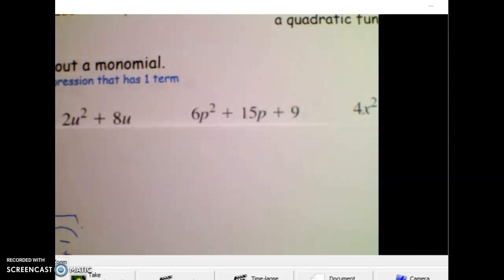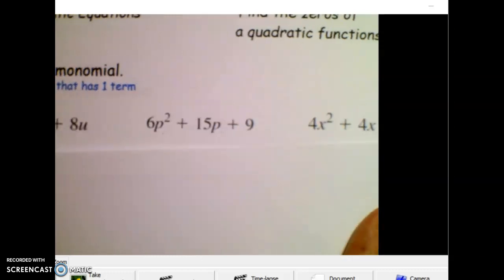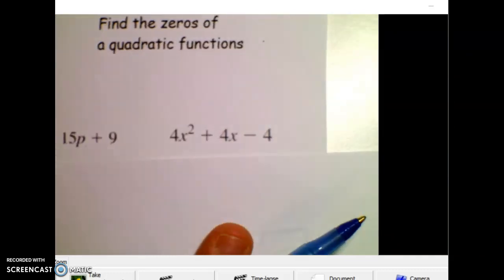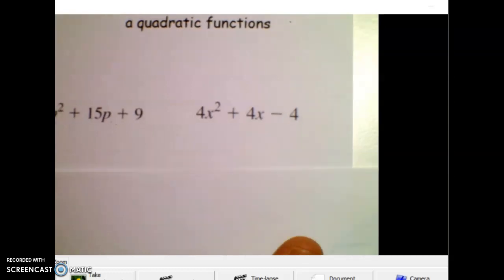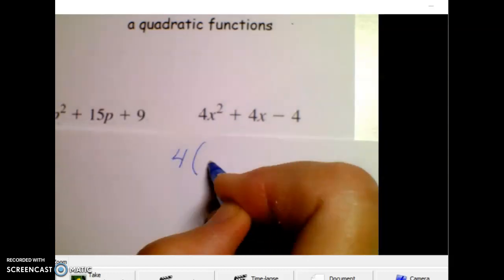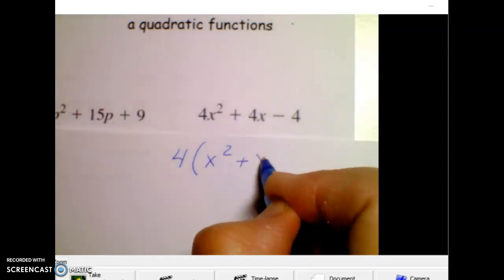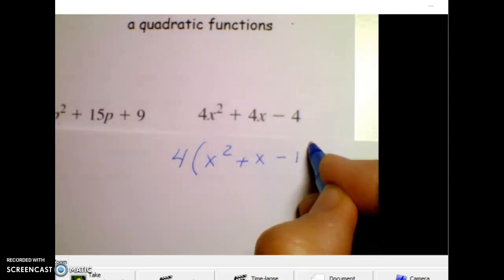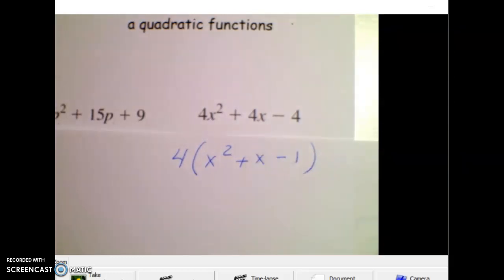Turn this around, slide it over. And what can we factor out of there? Well, it looks like we can factor out a 4. So I'm going to put a 4 here. x squared plus x minus 1. And then I ask myself, can I break that down at all?